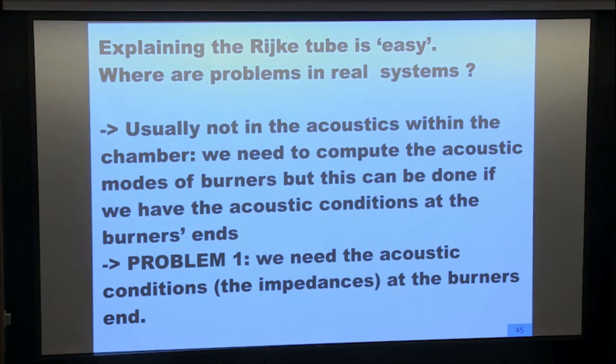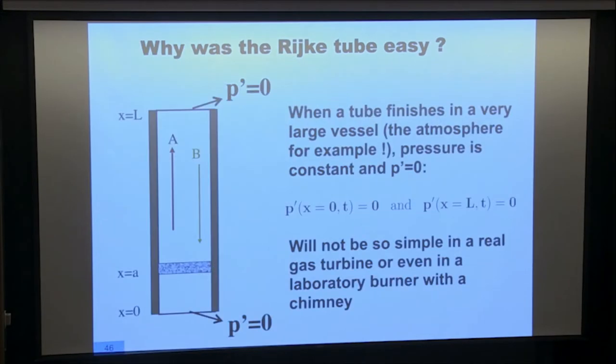Well, because in real systems, we don't know the acoustic conditions. And describing the acoustic conditions in a chamber is actually equivalent to describing the impedances of this thing. The impedance of a tube is the ratio between P prime and U prime. When you know the impedance, you know what's going to happen. The impedance was zero for the Rijke tube, but for other tubes, it's not. You see here, we have said that P prime was equal to zero. This is why we were able to derive the acoustics.